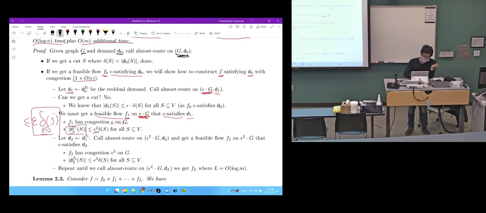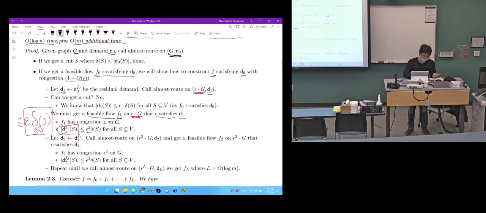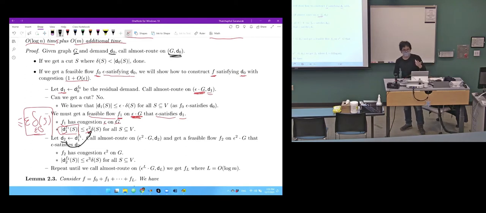Yeah, we get residual demand. Now let's look at this residual demand, call it D2, and we know that this can be routed with just epsilon square congestion. So again, you should get an idea: we can make progress now, right?